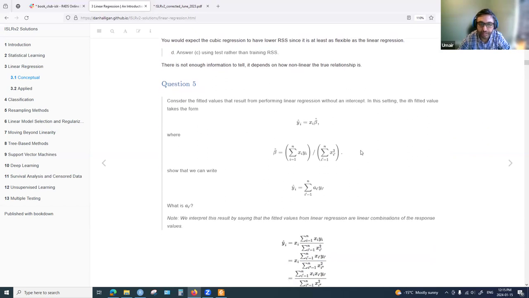Question five, consider the fitted values that result from performing linear regression without an intercept. In this setting, the ith fitted value takes the form of this, and then they ask, depending on this equation, what is the value of a i prime. So this is the equation, which is also later asked about in a question of the coefficient when in the model we don't have an intercept coefficient.